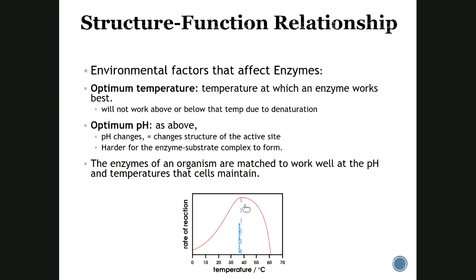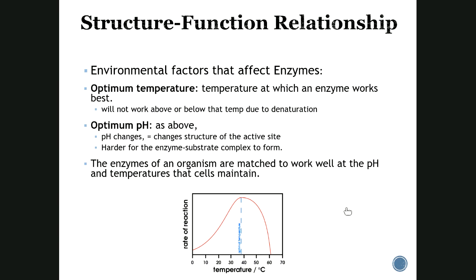The same thing works for pH. Depending on what the enzyme is, it might like a different pH. Enzymes that work in your mouth probably like more of a neutral pH, versus an enzyme that works in your stomach, which probably likes a really acidic pH. The environment's going to make a difference.